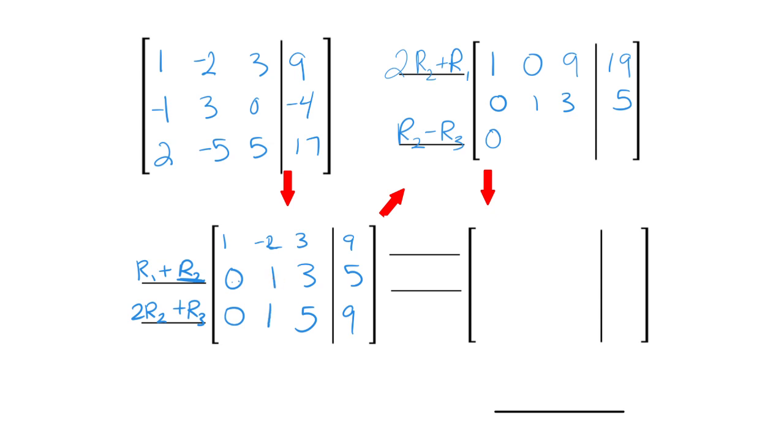1 minus 1. 3 minus 5. 5 minus 9. All right, that worked out well. Now I'm ready to work on these two and turn these into zeros.